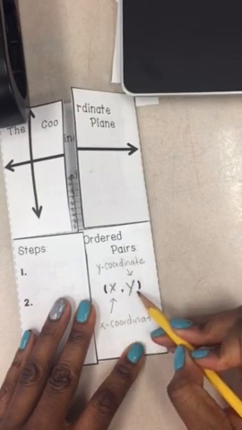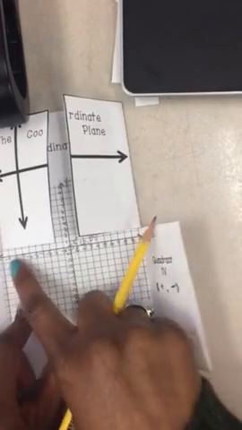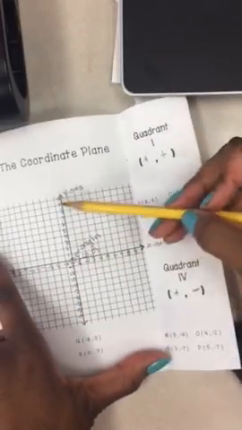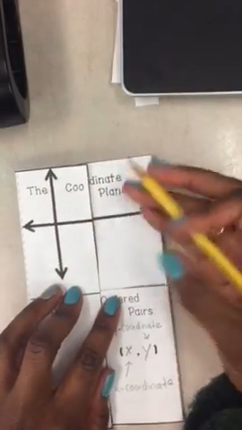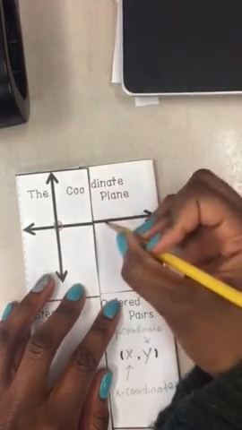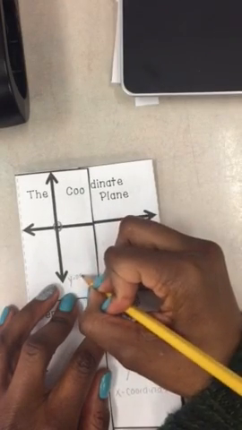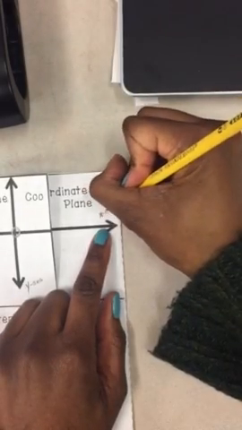So X and Y. X coordinates are always plotted on the X axis. The Y is vertical. And let's even go up here to label. So we know this is our origin. This is going to be our Y axis. And let's label this our X axis.